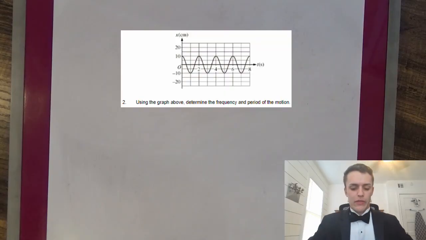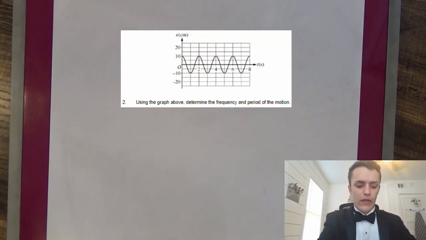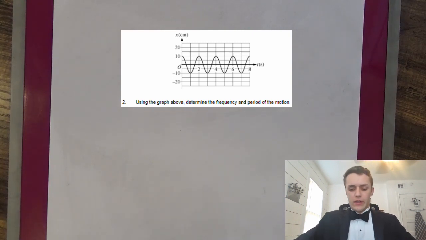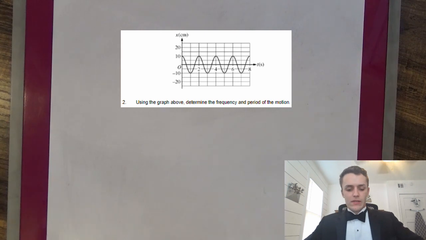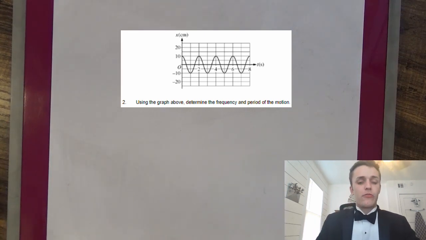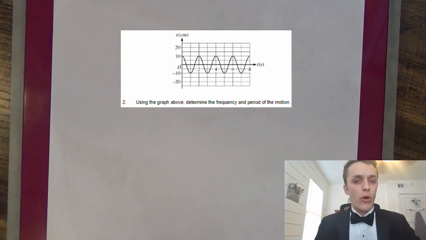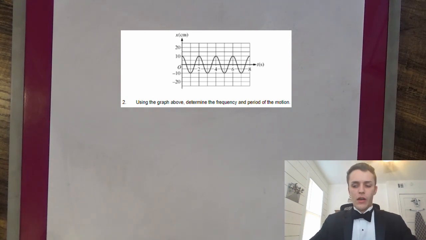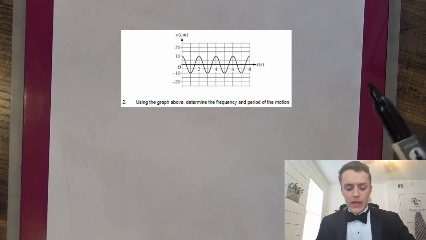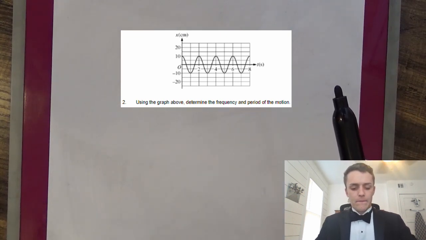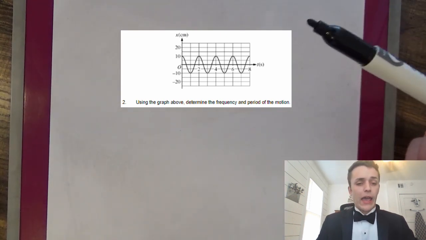Let's go back to number 2 now with the graph on there. So number 2 gives you a little graph. It goes up and down, and what it says here is using the graph above, determine the frequency and period of the motion. So the graph has a little picture. It starts up high at a high point.